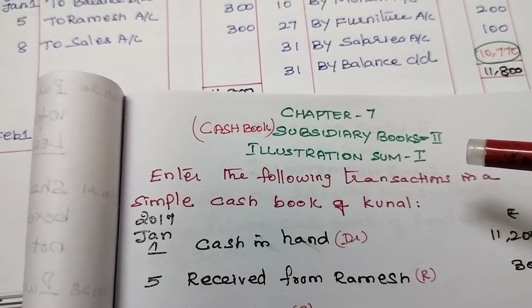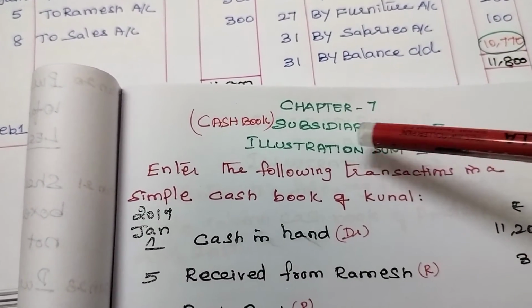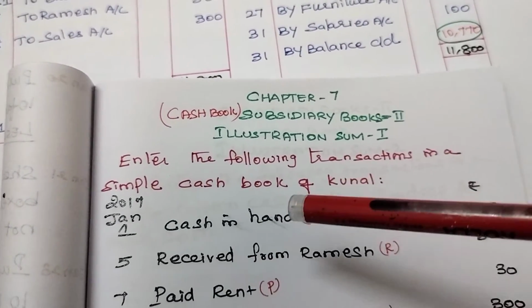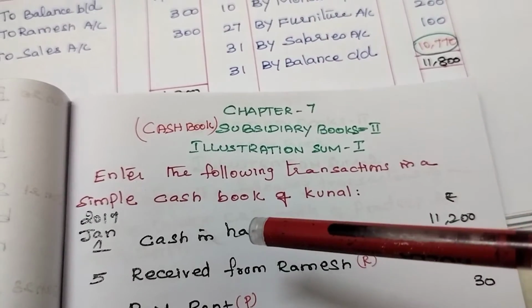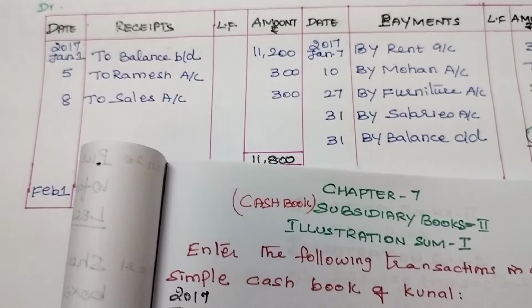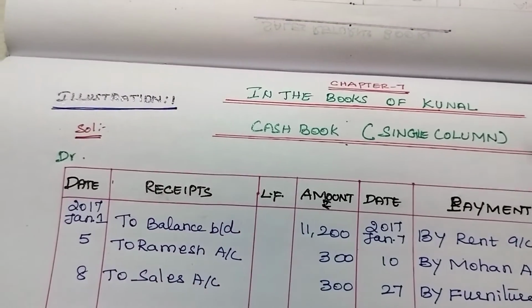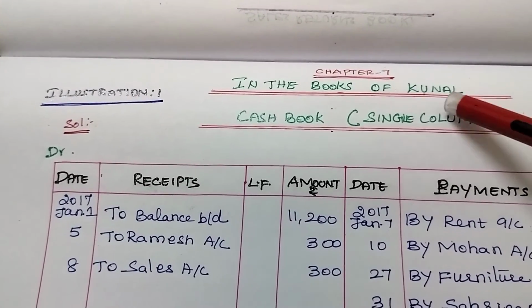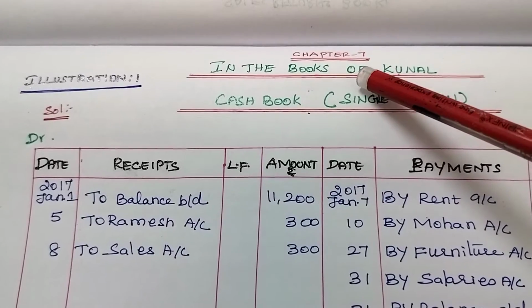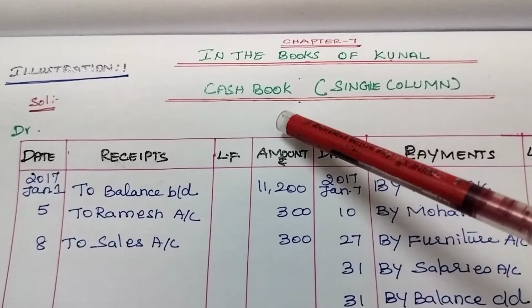In this video we are going to learn about 11th Standard Accountancy Chapter 7 Subsidiary Books 2, Cash Book Illustration. Sum 1. Enter the following transactions in a simple cash book of Kunal. Before we enter the given transactions into the single column cash book, we are going to prepare the title and the format of the single column cash book. The title is: In the books of Kunal, Single Column Cash Book.